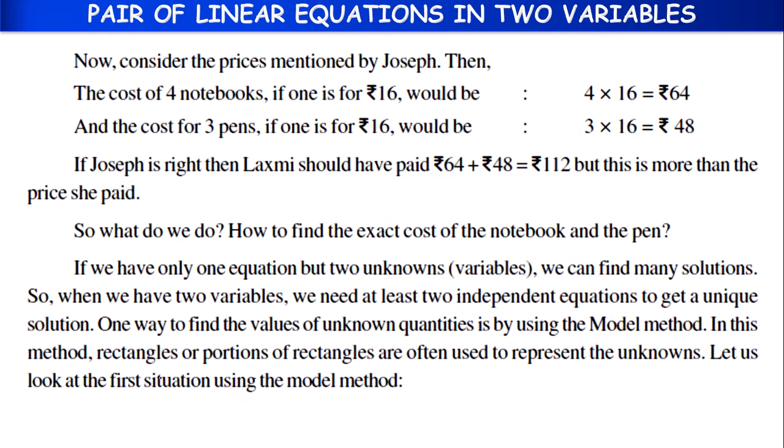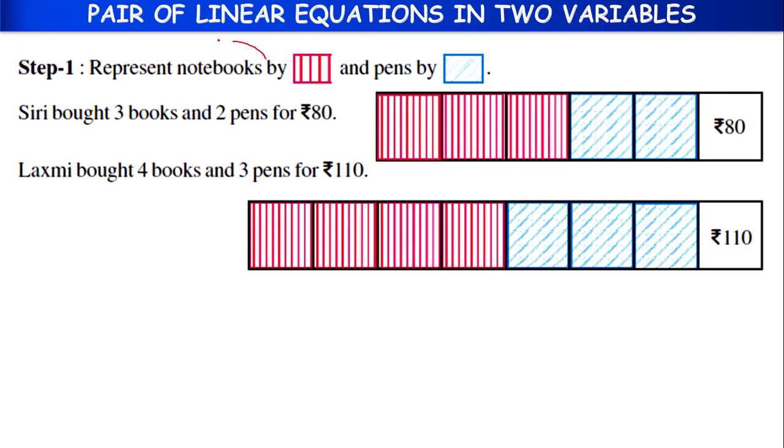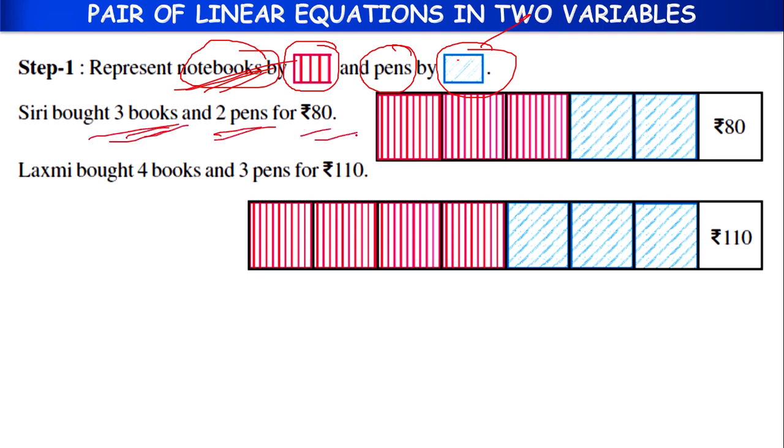In the model method, rectangles or proportions of rectangles are often used to represent the unknowns. So here, suppose we represent notebooks by these red rectangles and pens by the blue rectangles. Siri has bought 3 books and 2 pens for 80 rupees. Lakshmi has bought 4 books and 3 pens for 110 rupees.